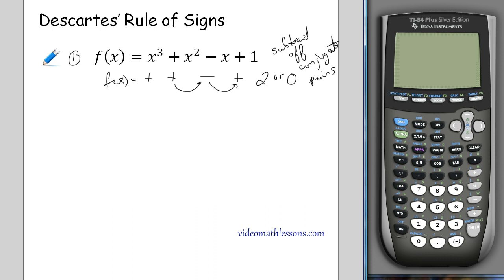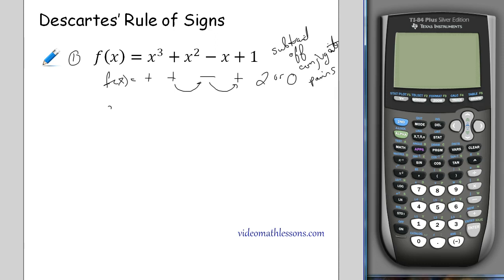Now, I don't know if there's 2 roots or there could be no positive roots. I could have a maximum of 2, or there could be 0, because I would count down by 2s. If this number happened to be like a 4, I would subtract 2 down, so it'd be 4, 2, 0. If this number was a 3, I still subtract 2, so it'd be 3 or 1.